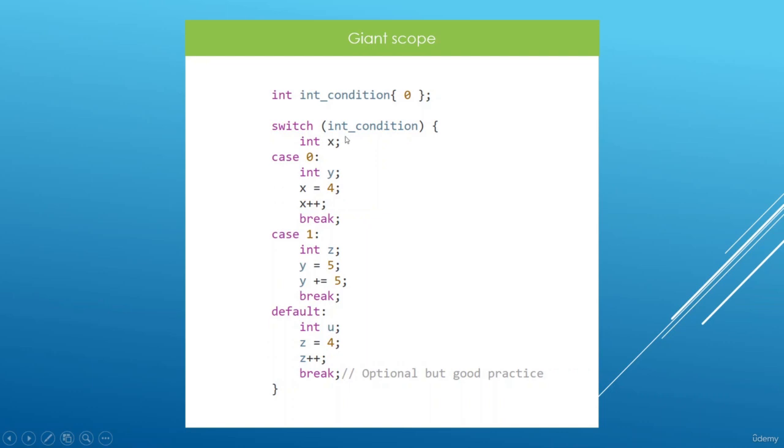So int y is going to move to the top, int z here is going to move to the top, int u here is going to move to the top, and the compiler is going to stop us from using any of these guys before their point of declaration. So again, if we try to use z, for example, in case 0, it's not going to work. The compiler is going to stop us, but it's not because this variable is not declared yet. It's a limitation that is imposed by the compiler.